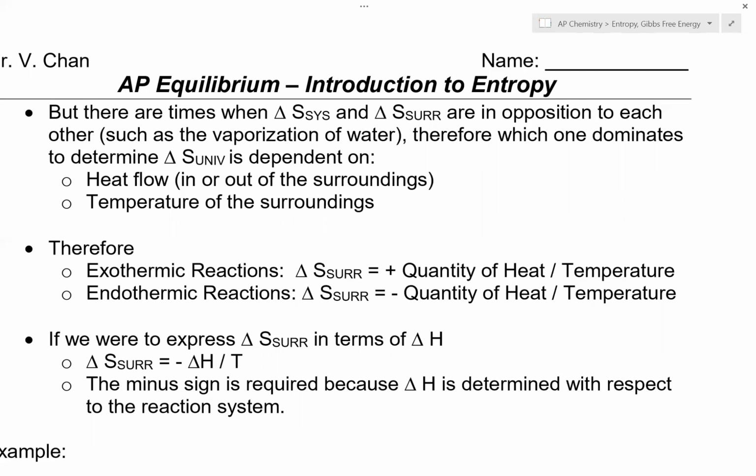Okay? Now, notice here I'm looking at the delta S of the surroundings. It's dependent on the heat flow, so whether the heat goes in or goes out, and divided by the temperature. Now, if we were to express delta S surroundings in terms of delta H, delta S surroundings would be negative delta H divided by temperature. And the minus sign is required because delta H is determined with respect to the reaction system.